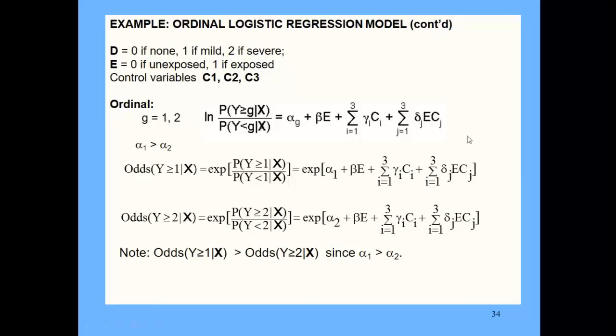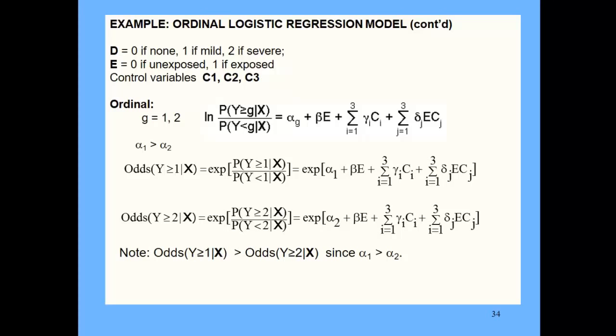But anyhow, if you look at these two expressions for the odds, one of these odds is not equal to the other odds. Why is that? Because this has alpha 1 in the formula, and this has alpha 2 in the formula, and what do you know about this model? Alpha 1 is greater than alpha 2, so you know that this odds has got to be greater than this odds. So when you're dealing with a proportional odds model, the odds ratios don't differ, but the odds differ, depending upon which odds you're talking about.